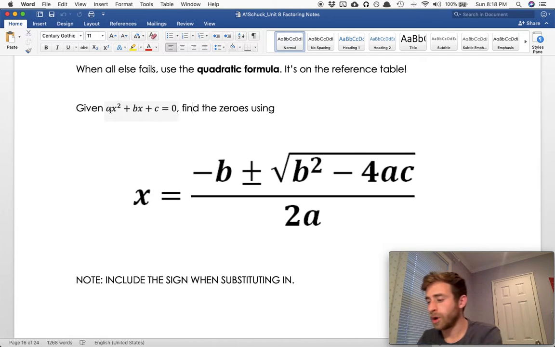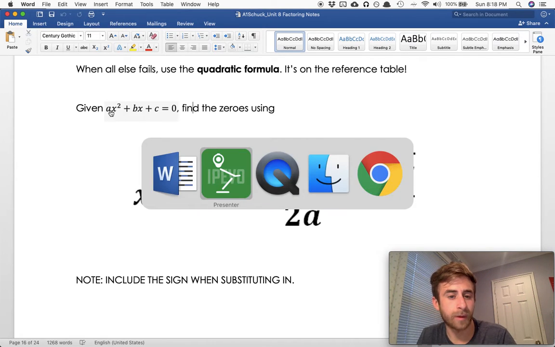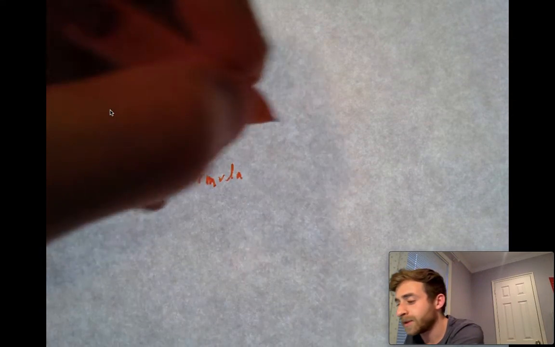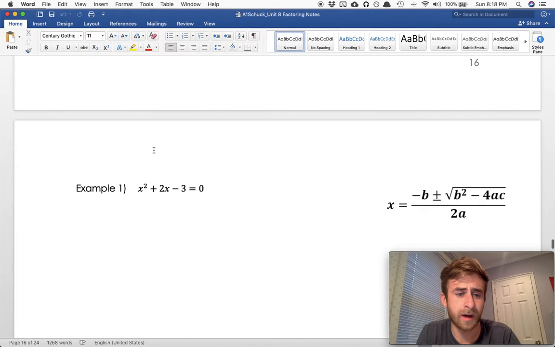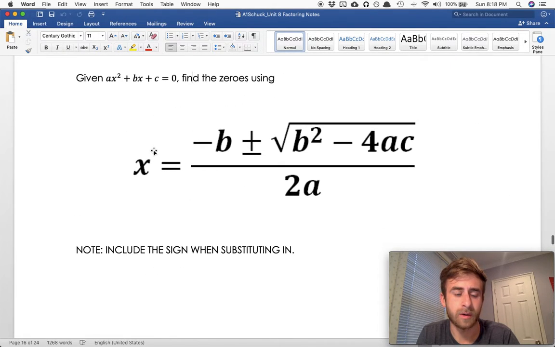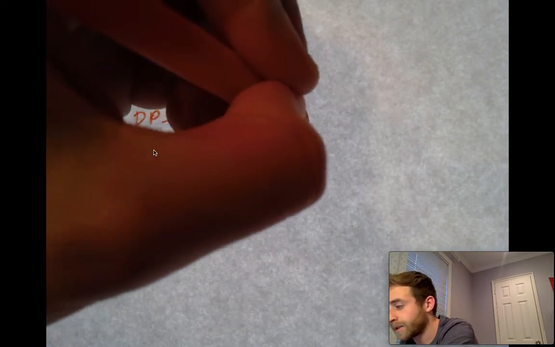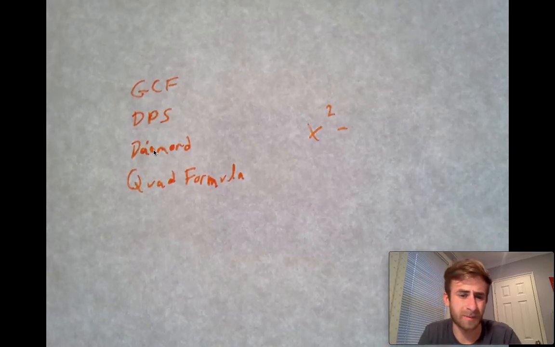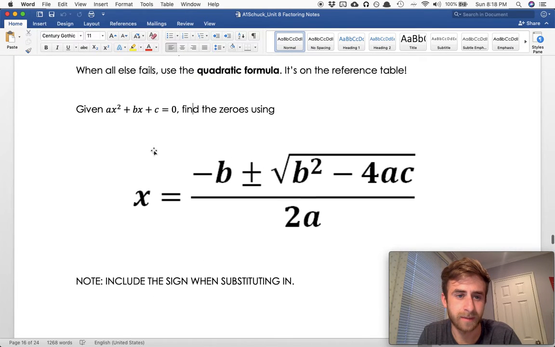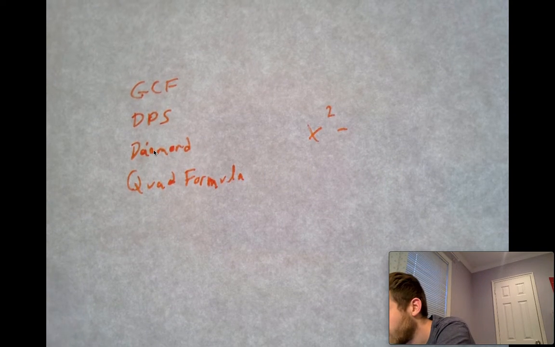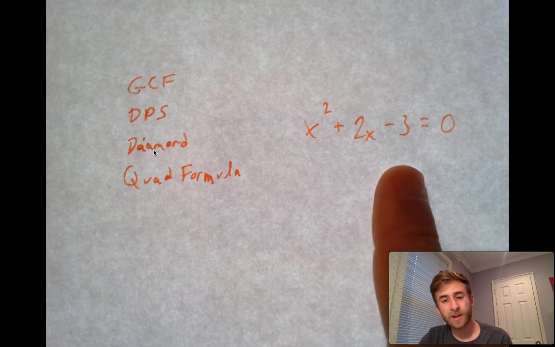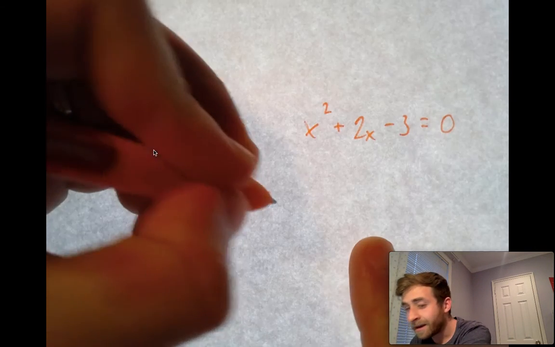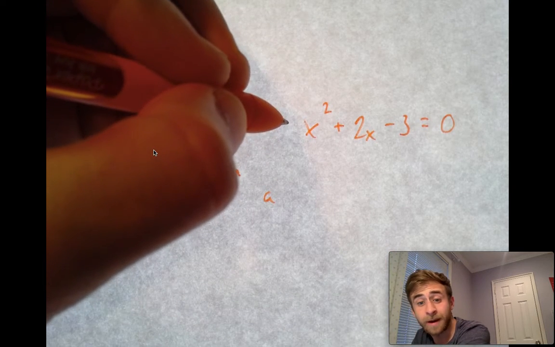So, for example, let me draw a quadratic formula over here. Let's use the first example, just so I can look at it. So if I have x squared plus 2x minus 3 equals 0, the first thing you need to be able to do is look at the 3 terms and say, okay, a is going to be the coefficient in front of my first term.